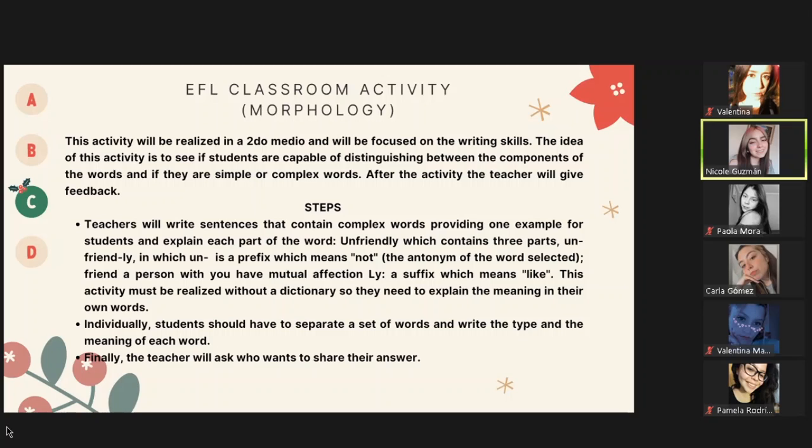Individually, students have to separate a set of words and write the type and the meaning of each word. And finally, the teacher will ask who wants to share their answer.